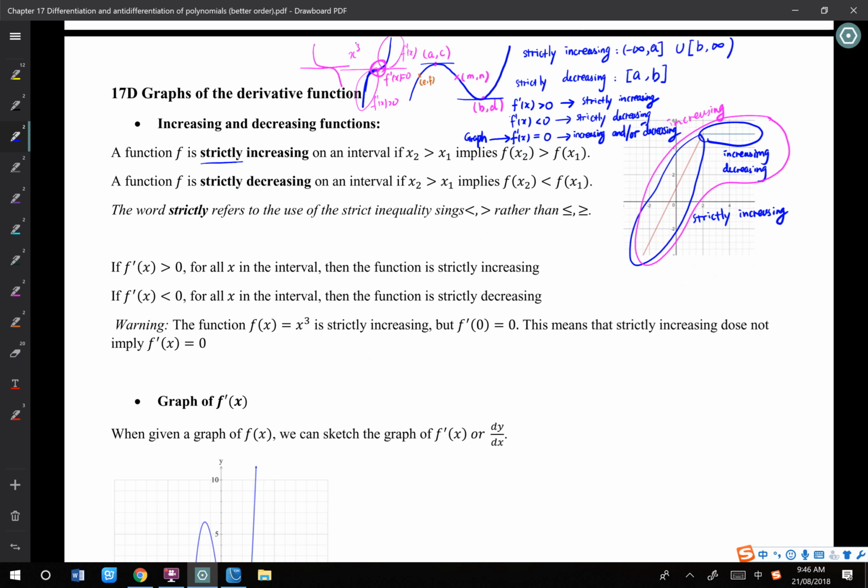Is it hard? No, it's not hard, it's just something you need to remember. It just goes that way. There's only one correct solution for strictly increasing, decreasing.